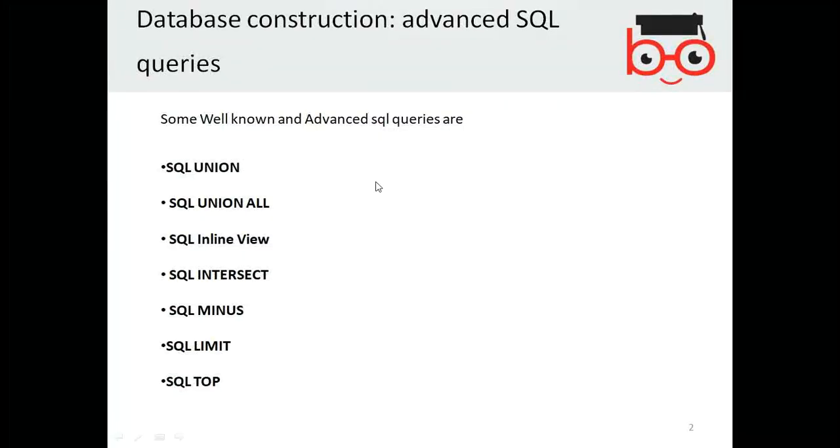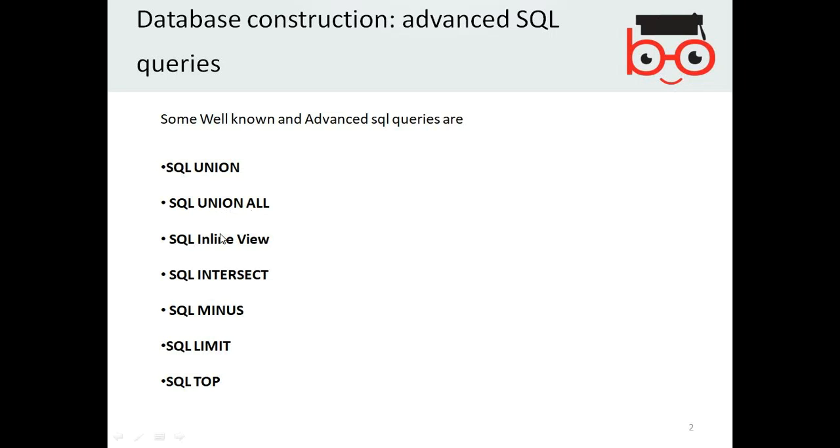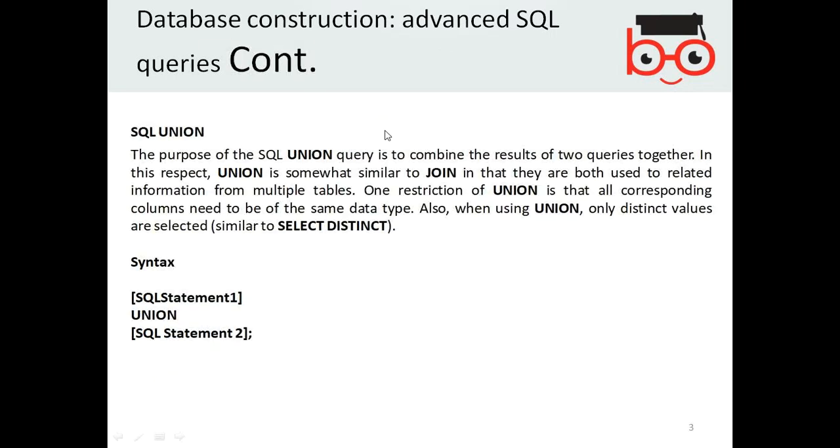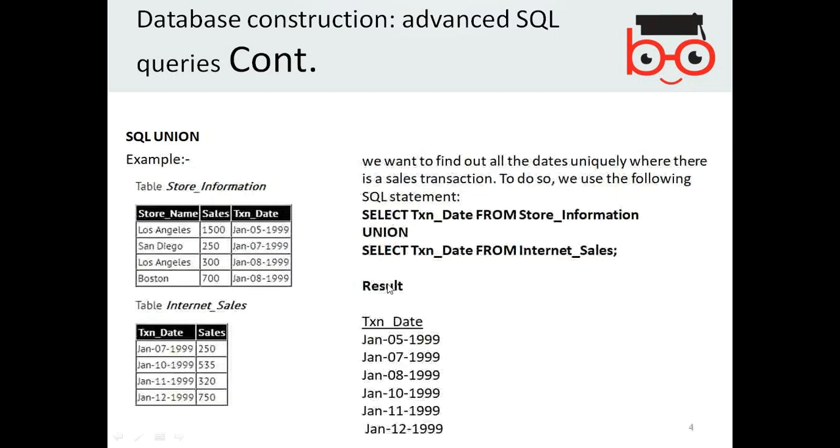In addition to these basic commands, there are certain advanced commands like SQL union, union all, inline view, intersect, minus, limit, top. Union is like SQL statement 1, and then UNION, SQL statement 2. Then how do you get the result?